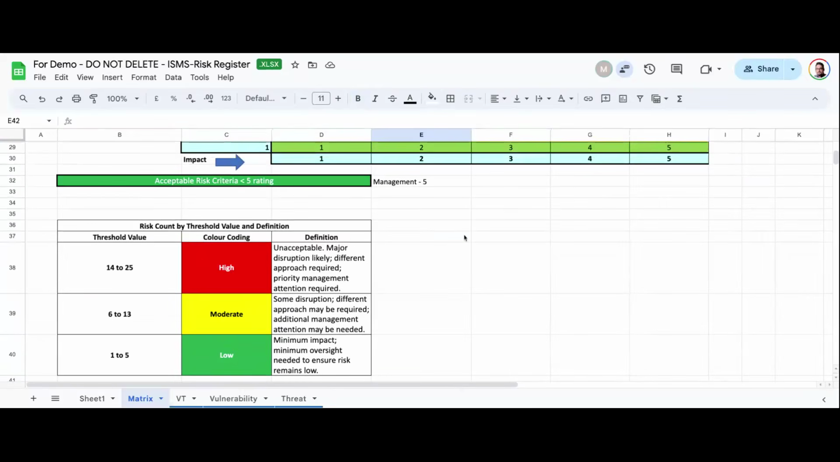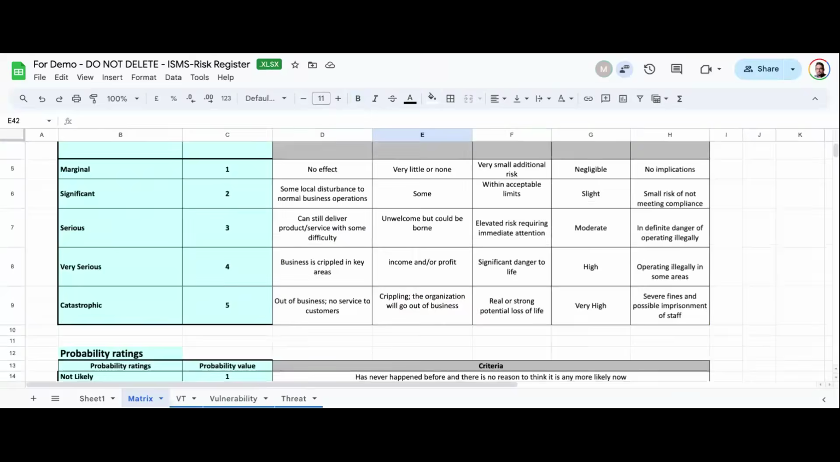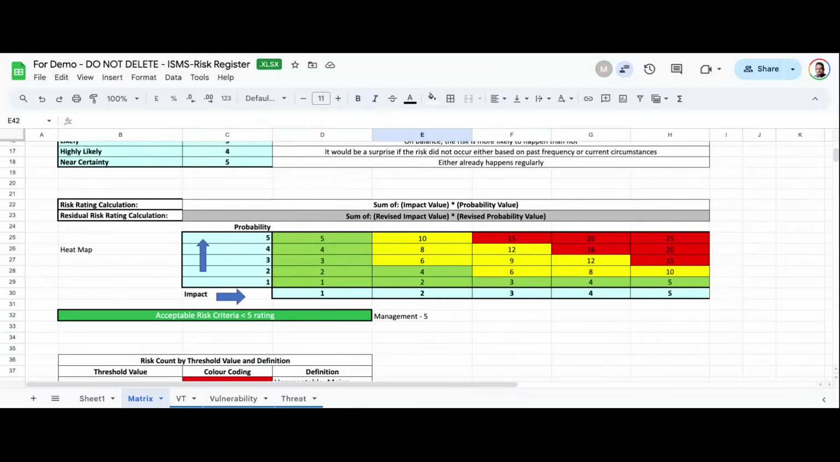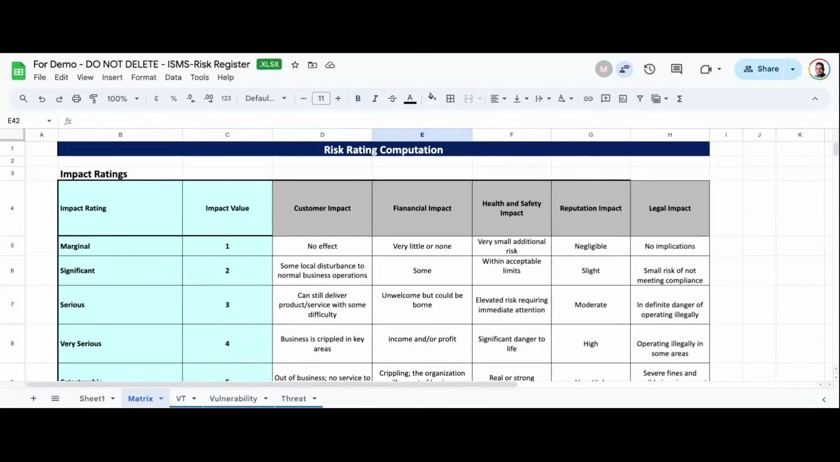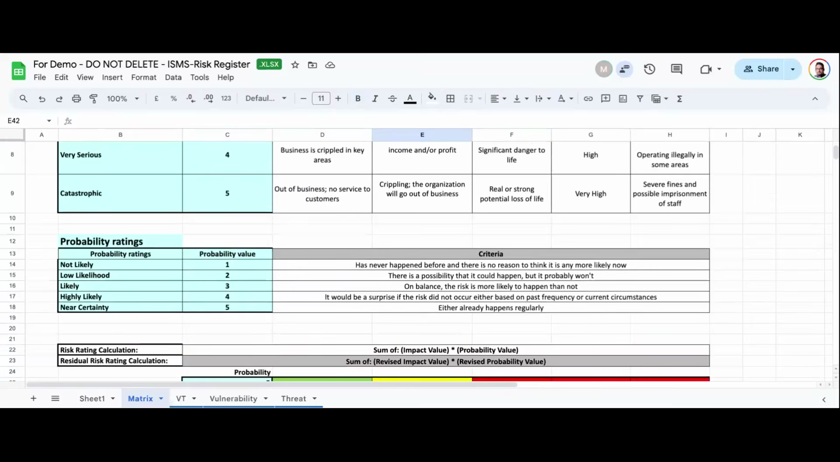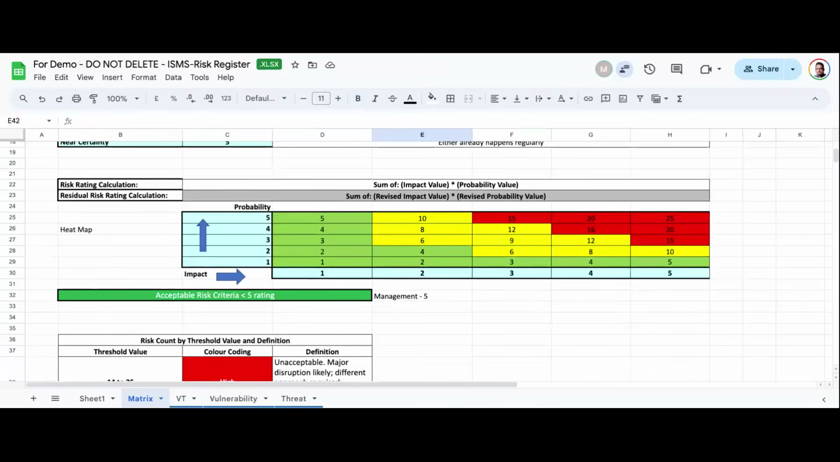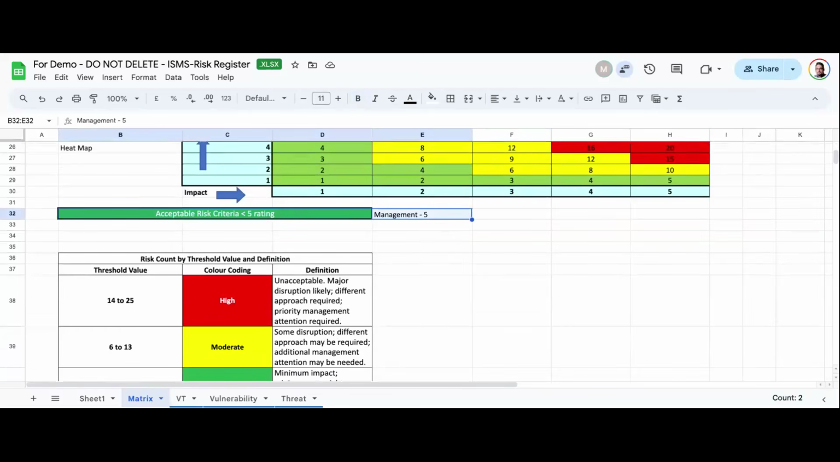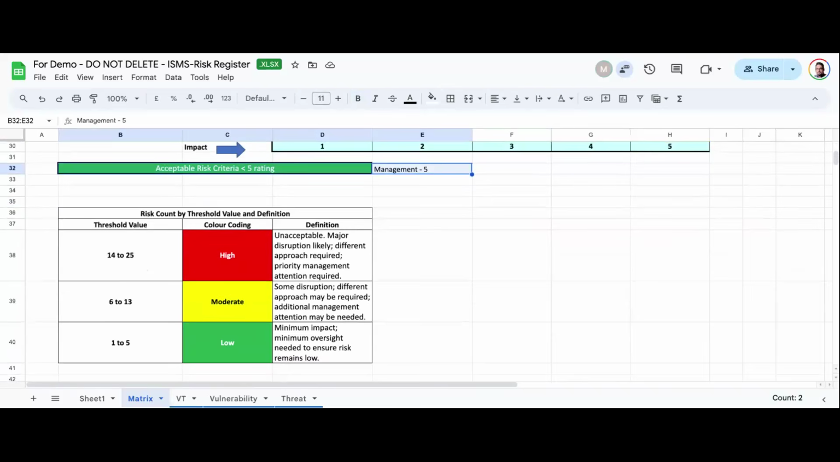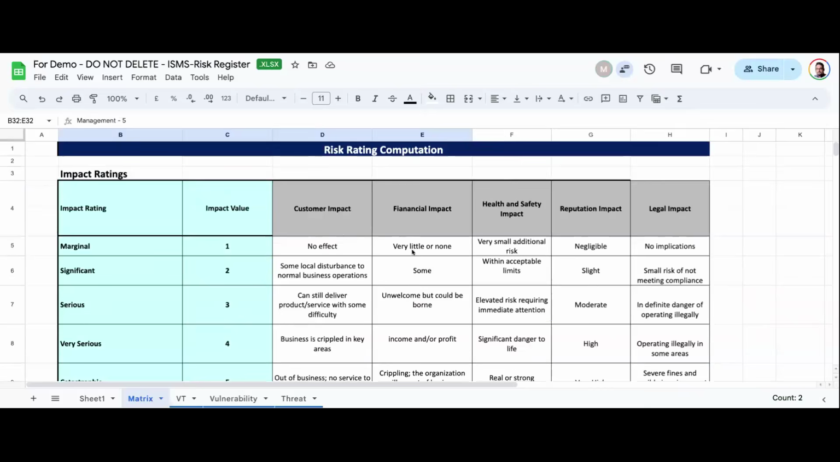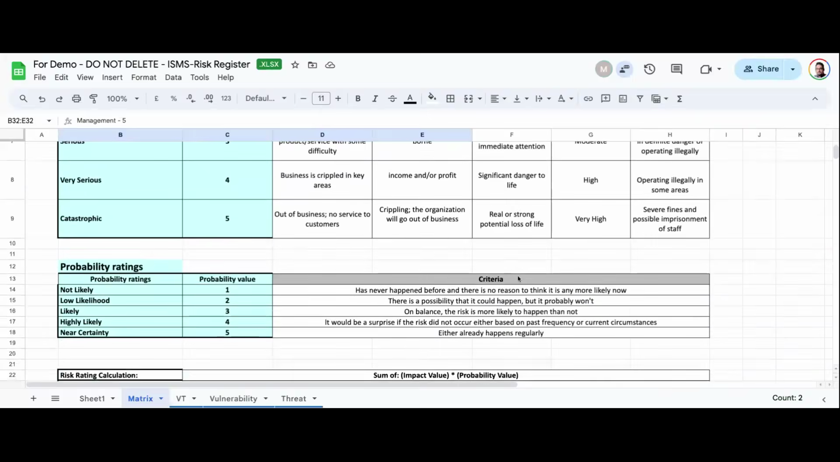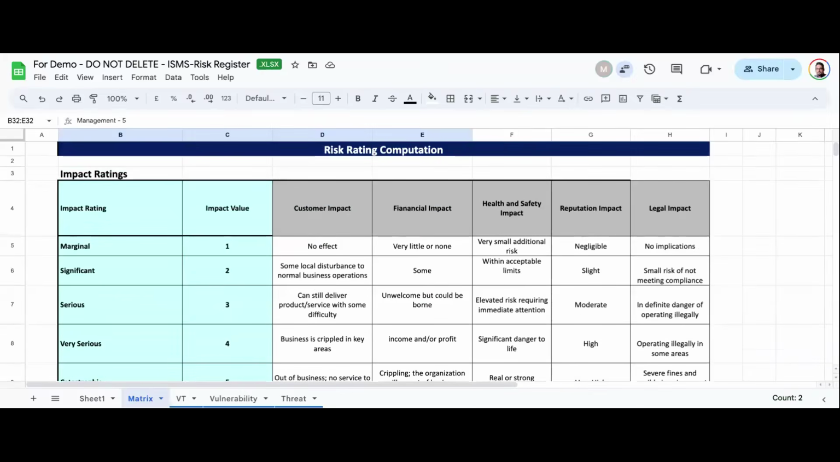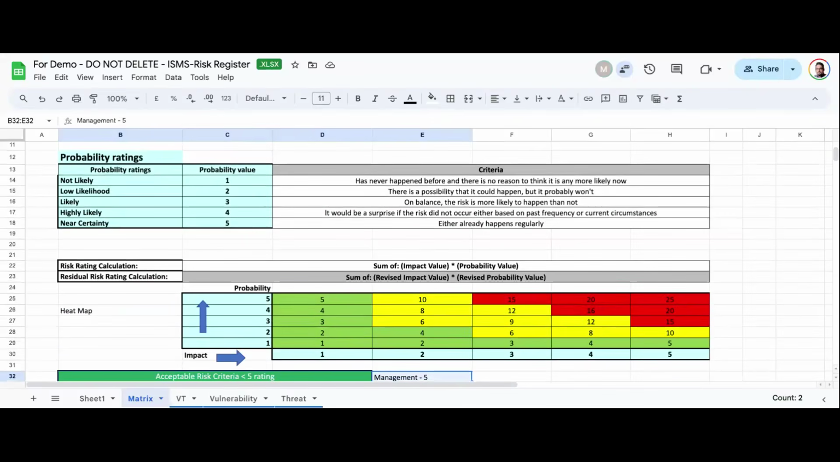So there are four sections, right? First one is probability, impact, then the heat map, then acceptable risk, and the final value. Don't take screenshots. Good. So if you have the data for impact and for probability, you can get the final rating, right? Because you just have to multiply. It's just a multiplication.